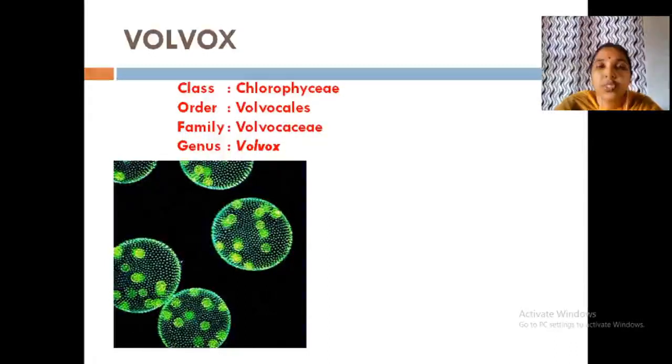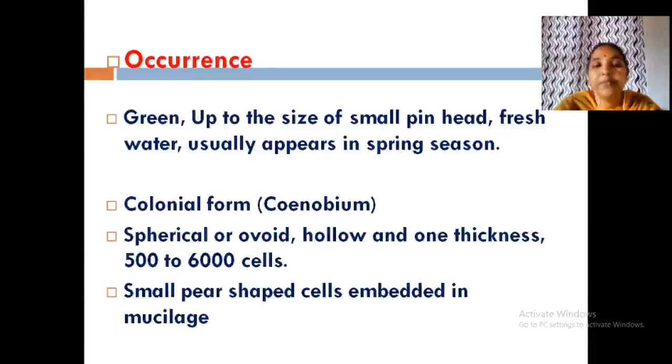Its systematic position is, it belongs to the class Chlorophyceae, order Volvocales, family Volvocaceae. Where you can see Volvox, it actually appears in the spring season in water, usually in fresh water. Its size is very small, like a pinhead actually. It is an aggregation of cells, a combination of many cells in a common cover.